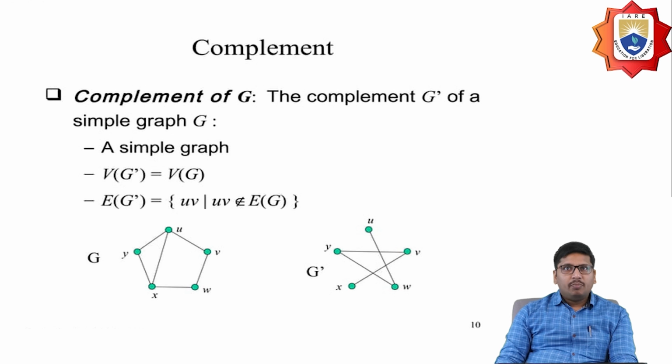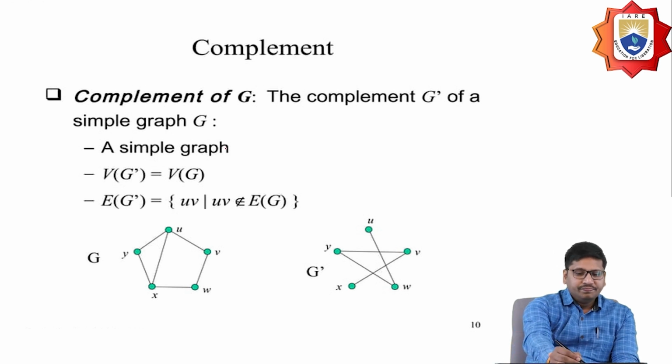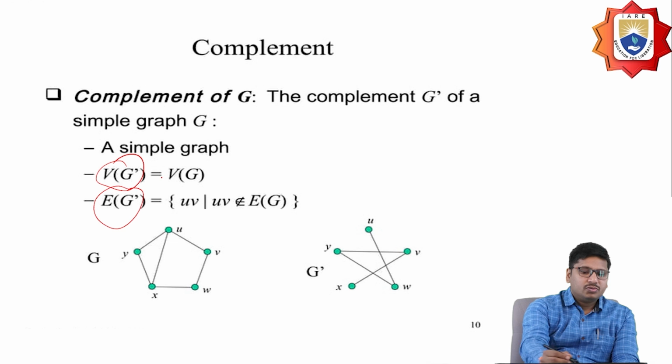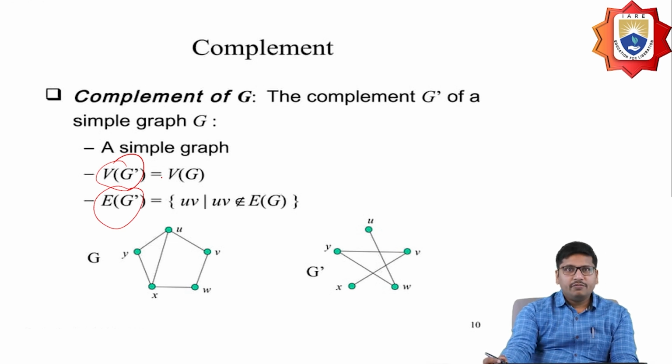So next one, complement of G. What should be the complement of the graph? The complement of the graph is represented by G dash, where V of G dash is equal to V of G, and the complement of the edge set is quite different. Whatever edge is present in the given graph may not be available in the edge set of the complement graph.